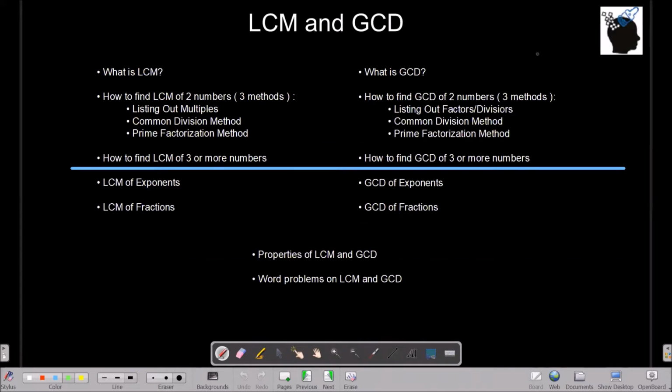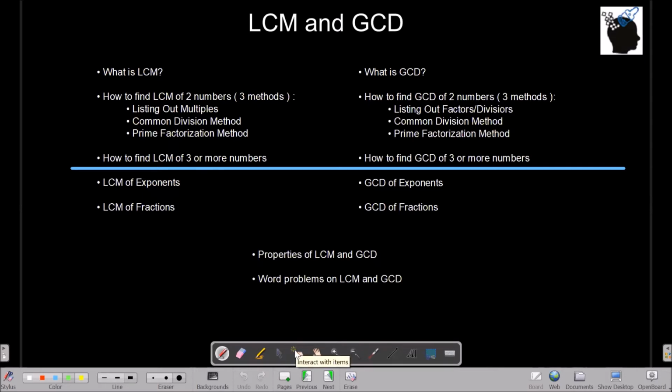Today we'll go through the concepts of LCM and GCD. There are two parts to this video. In the first part, we have already discussed what is LCM and what is GCD and how can you find LCM and GCD for two or more numbers. You can find the link of part 1 in the description of this video.